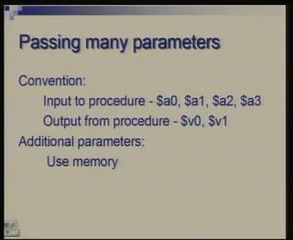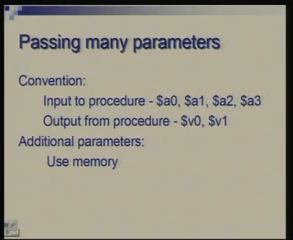What happens if you have a large number of parameters? The convention is that if you have up to 4 parameters, there are 4 registers designated for it, labeled as A0, A1, A2 and A3. Actually, that will cover lots of common cases. Similarly, the values being returned, or the output from the procedure or function, go through 2 registers V0 and V1. Once again, this would suffice for many common cases.